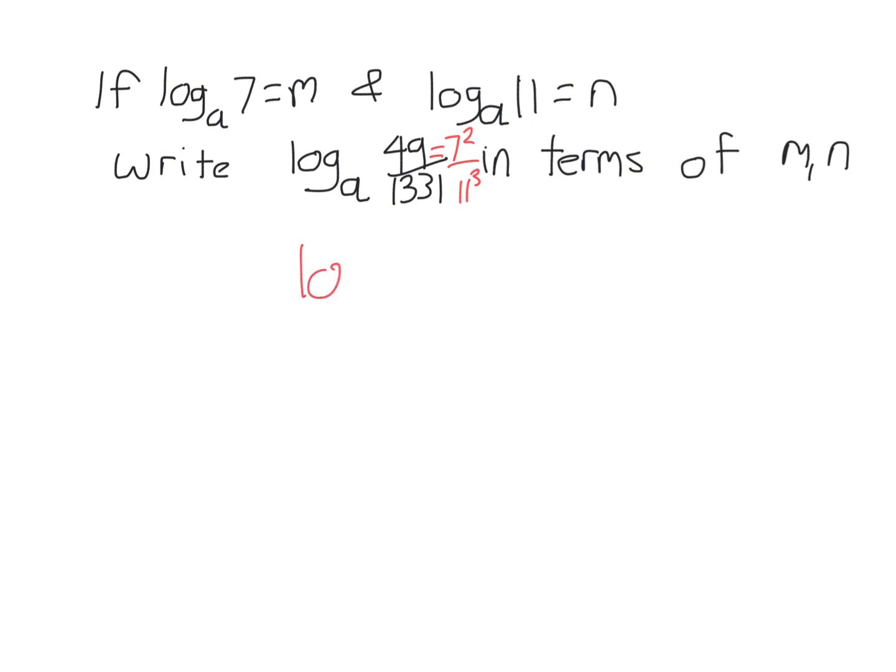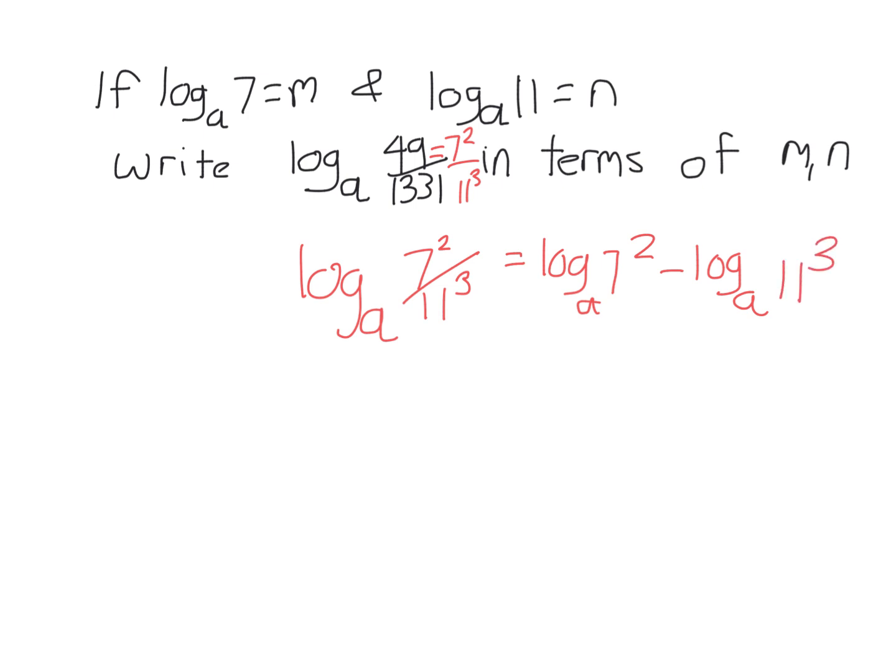So I can rewrite this logarithm as log a of 7 squared divided by 11 cubed. Now the log laws on the first slide tell us that we can write this as the difference of two logs of the same base. So we're doing the opposite of the way I wrote the second log law. When you have this divided by this, you put what's on top first and subtract log of what's on the bottom.